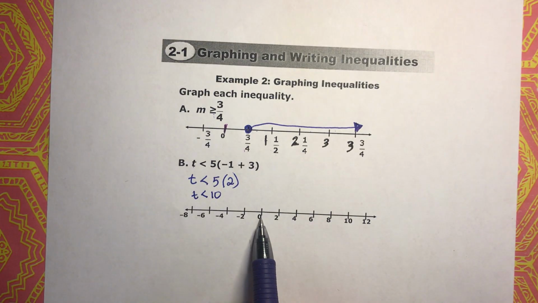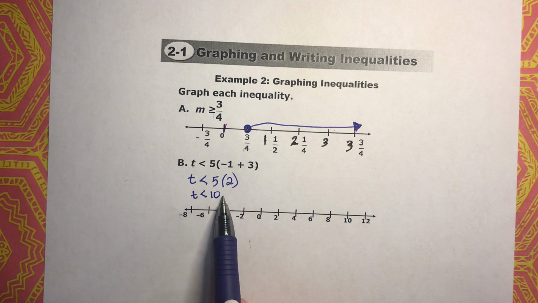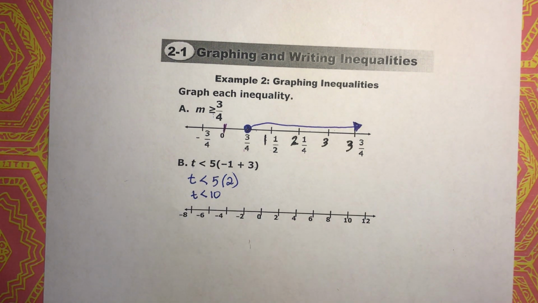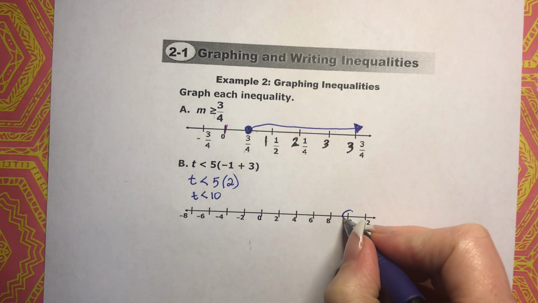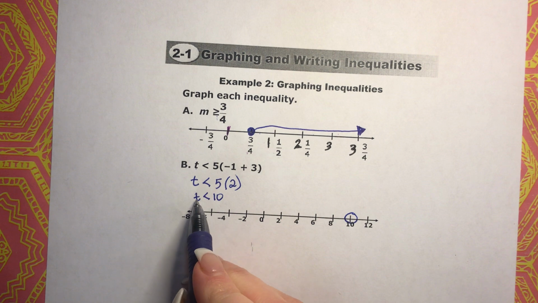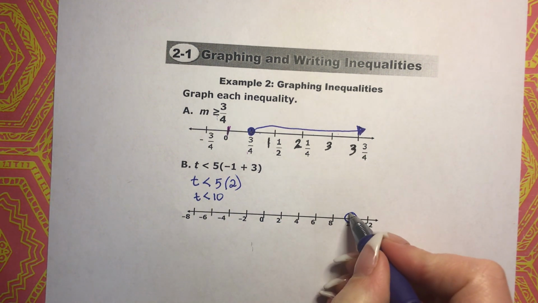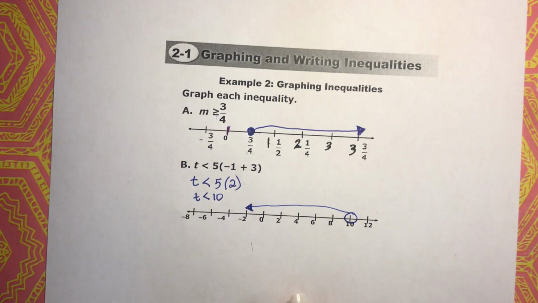So it looks like, here's my 0. It looks on this graph that everything's in increments of 2. So then I just go and find 10. And this is going to be an open circle, right? Because it doesn't include 10. And then the answers are everything less than 10. So it's going to be everything this way. And that's how you graph it.